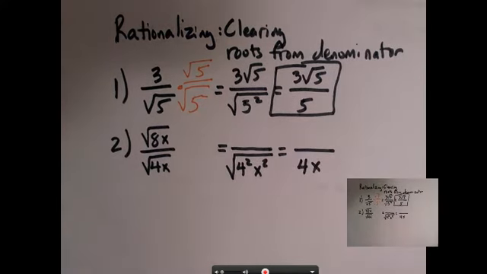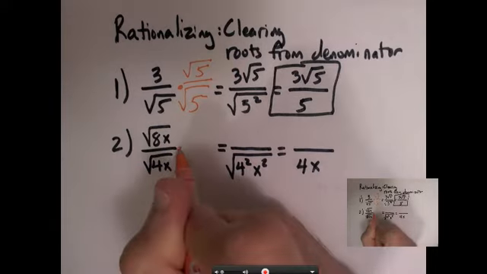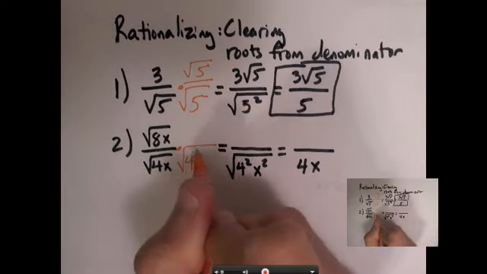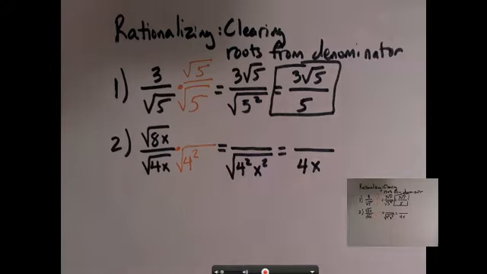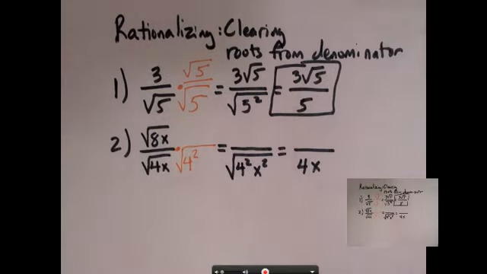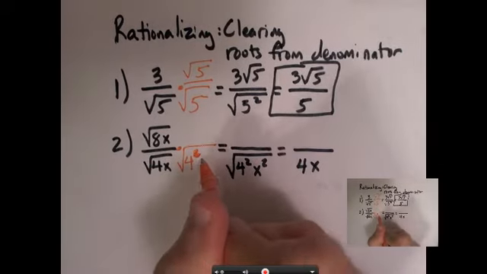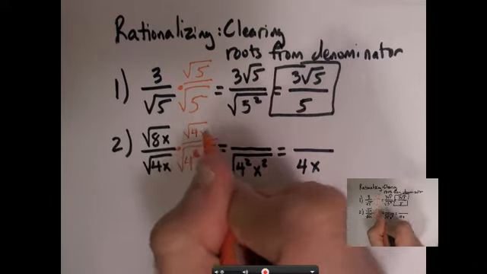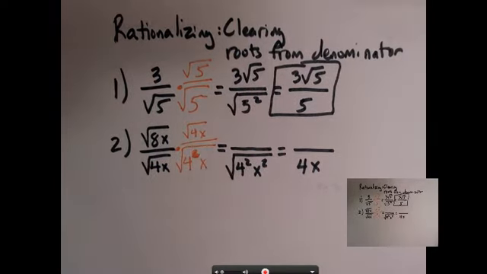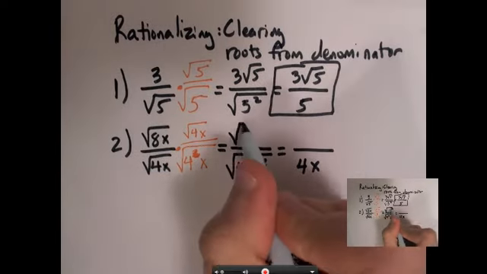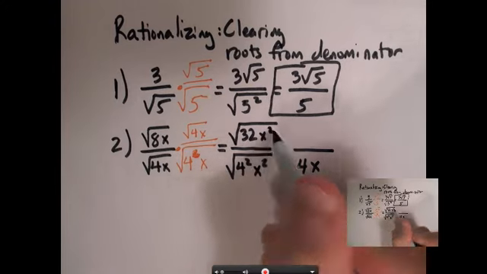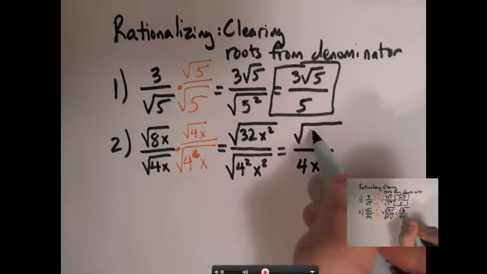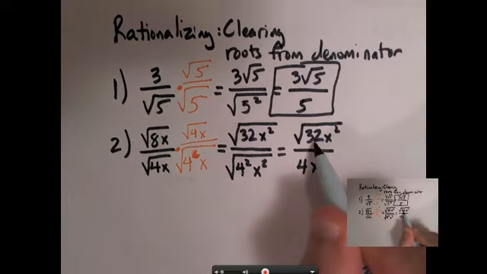Well, what is it going to take to get that? We're going to have to multiply by the square root of 4 squared. Oops, not 4 squared. Silly me. We're going to have to multiply by the square root of 4x. Basically the same thing. Numerator and denominator to make an equivalent form of 1. So if we multiply it inside here, we get the square root of 32x squared all over 4x.